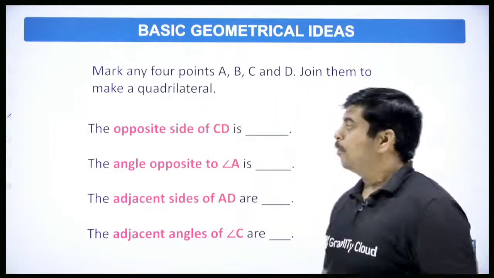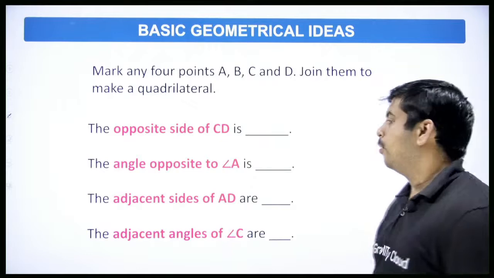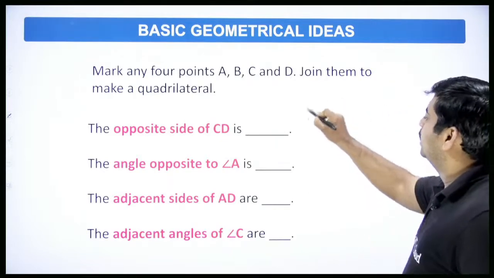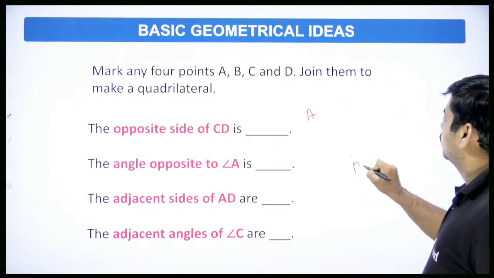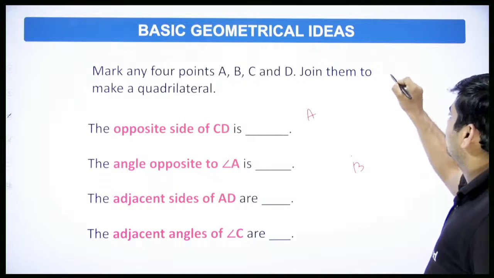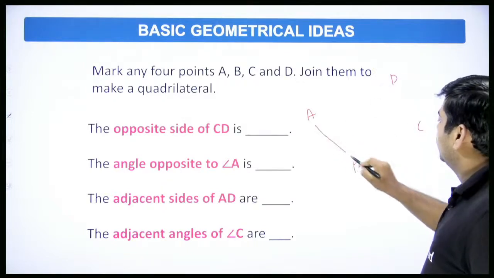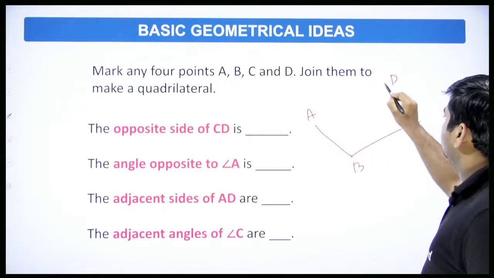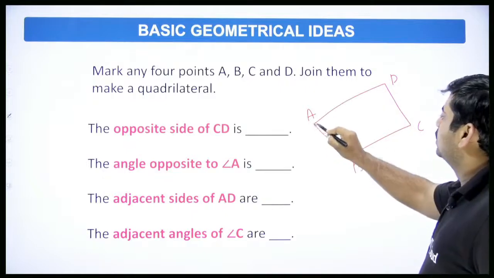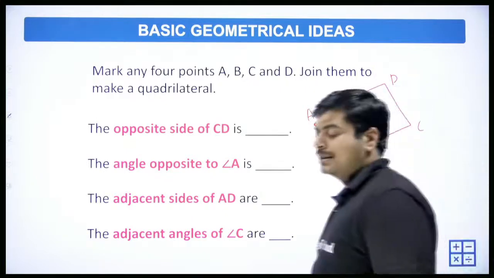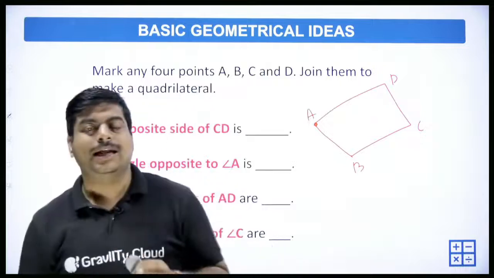Plot any points, mark any 4 points. So I plot A here, then B here, somewhere C here and somewhere D here. So let me join them: A, B, C, D and A. So this is how our quadrilateral is, quadrilateral ABCD.